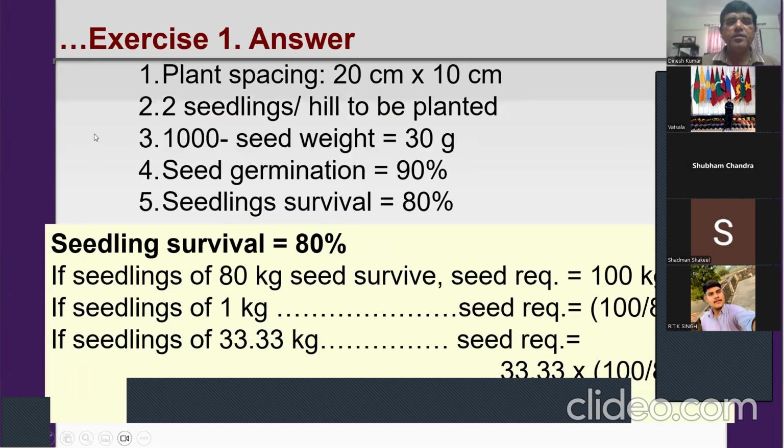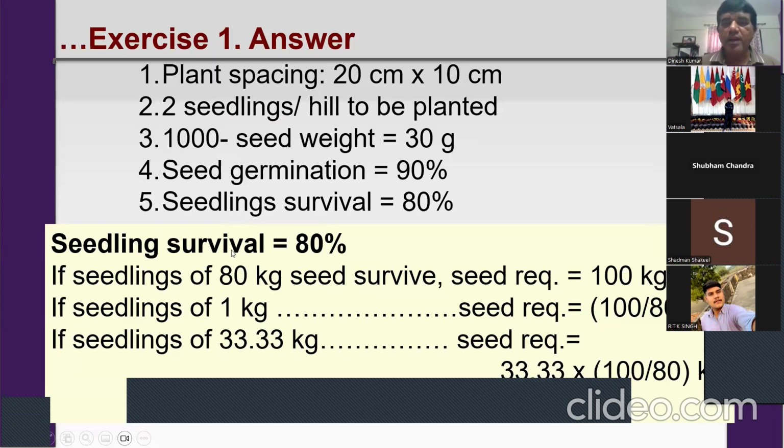Now, next we need to go for adjustment of seedling survival. 80% is the seedling survival. That means 20% of seedlings have died. So we need to adjust for that also. So if seedlings of 80 kg seeds survive, then the seed requirement is 100 kg. If seedlings of 1 kg seed survive, then the seed requirement is 100 by 80 kg.